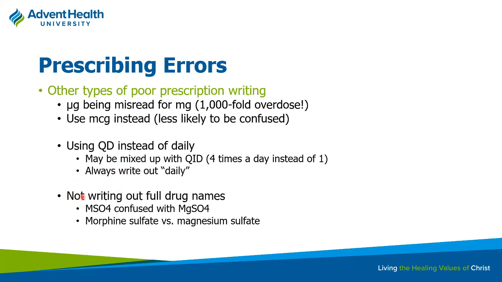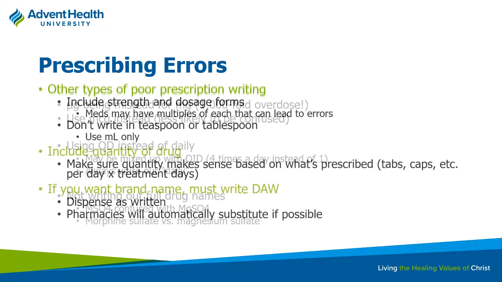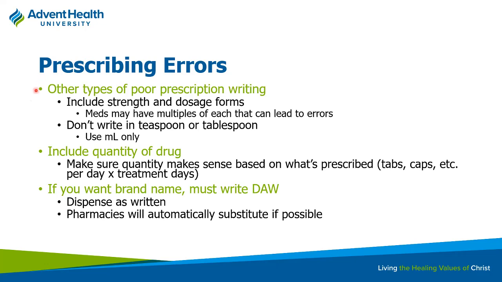And then there are some abbreviations we don't really use frequently anymore. For instance, MSO4 was confused with MgSO4. MgSO4 stands for what? Anyone know? Magnesium sulfate. Anyone know what MSO4 was? Morphine sulfate, right? So you're trying to give your patient magnesium, but you accidentally screw up and give them morphine instead. They might thank you for it, but it's not going to fix their magnesium, right? Vice versa.